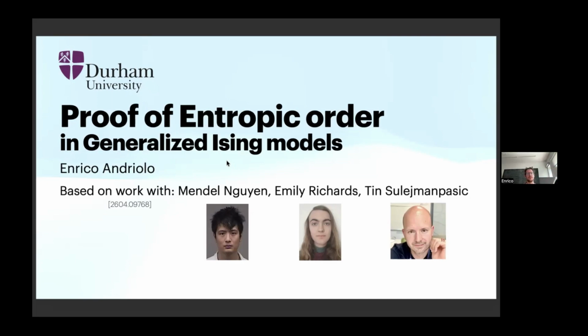So today, I will be speaking about some work that I've been doing with my fantastic collaborators: Mendel, who's another postdoc based in Durham, Emily, who's a PhD student of Tin, and Tin, who's a professor in Durham.